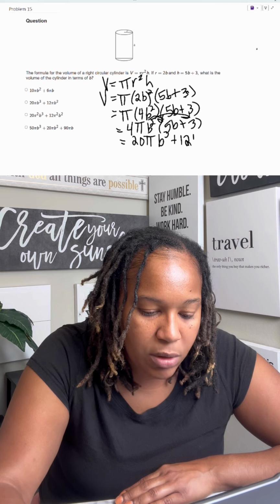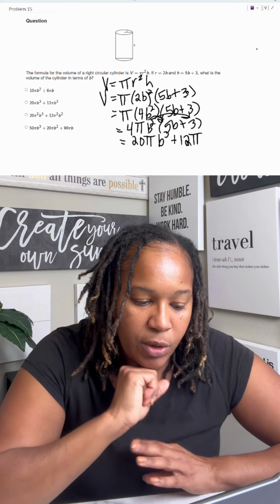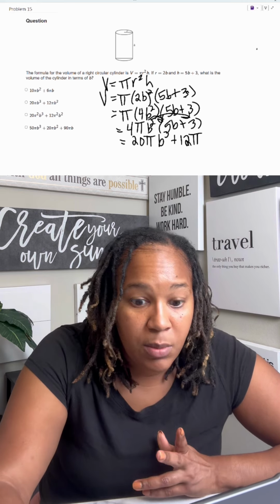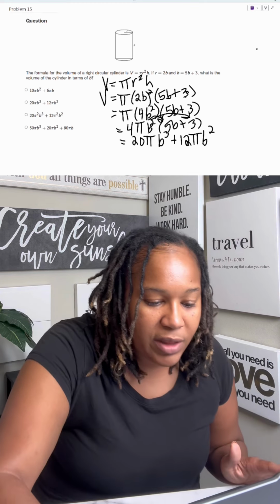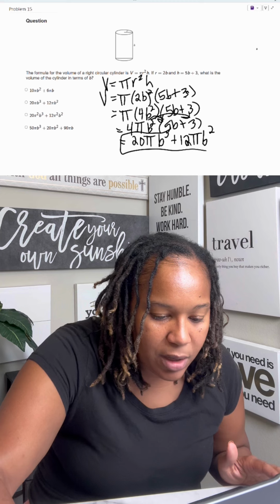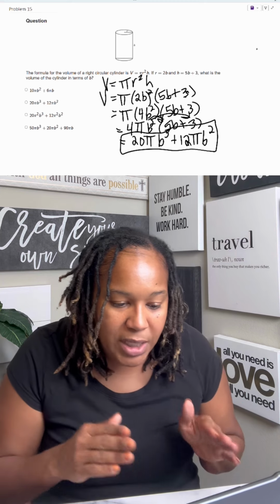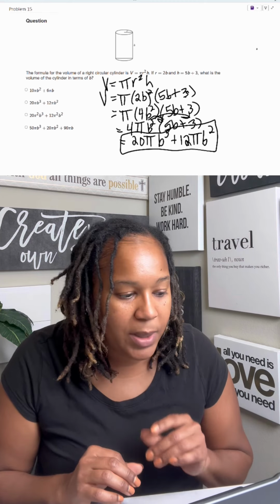There's nothing to multiply the pi by, so the pi is by itself. And there's nothing to multiply the b squared by either, so b squared just stays b squared. And so that expression simplified becomes 20 pi b to the third plus 12 pi b squared.